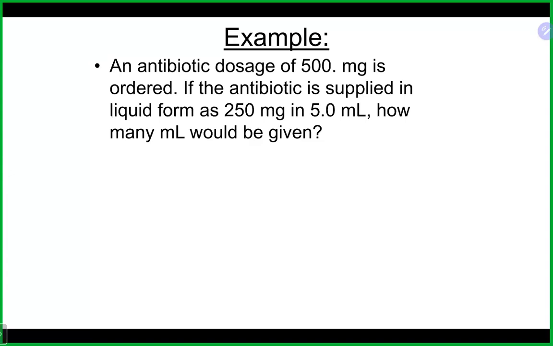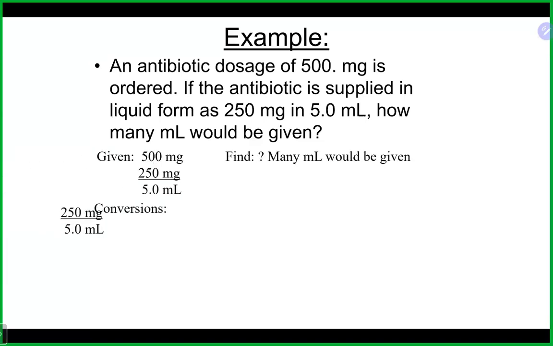So we're off to another example here. An antibiotic dose is 500 milligrams. If it is supplied in 250 milligrams in 5 milliliters, we want to know how many milliliters would be given. So a couple of conversions that might be helpful for it. See what you come up with there.